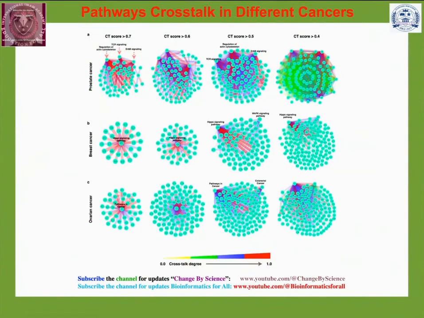Now, this is another way of presentation. Of course, it is not that attractive, but this is just to show, in different types of cancers, different values of the crosstalk scores. We have plotted the pathway crosstalk.